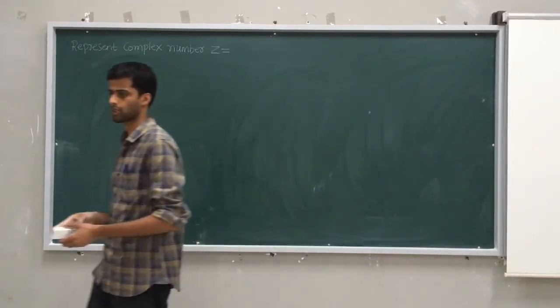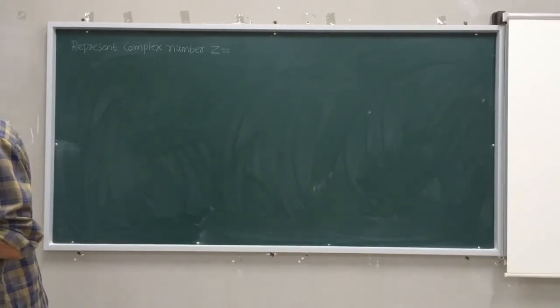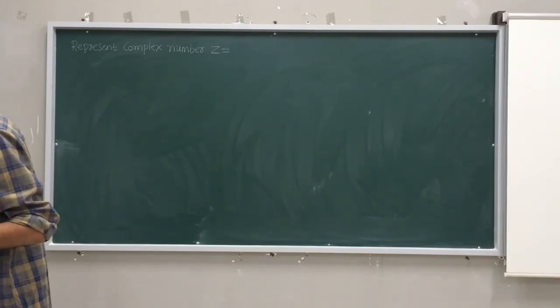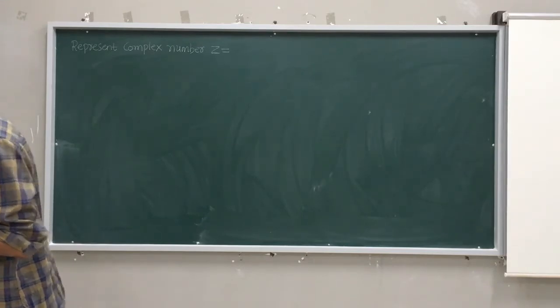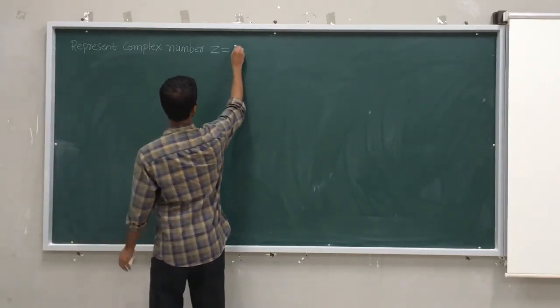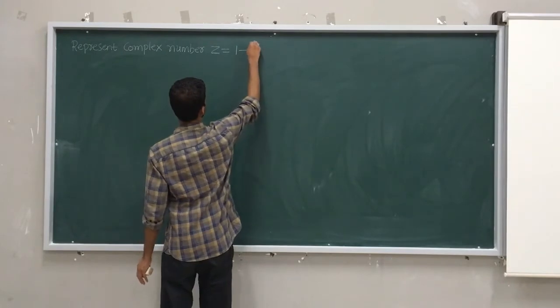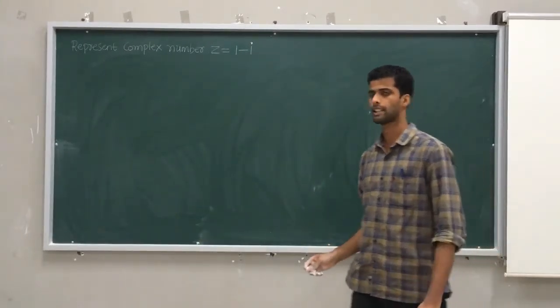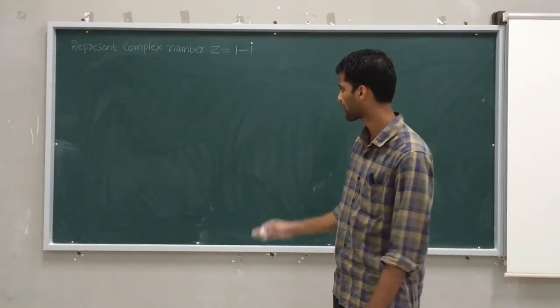Okay, so the next question: represent a complex number in the polar form. Let me take a bit of an interesting question: 1 minus i. The lucky factor here is that it's in standard form, so there's no need to work a long way.